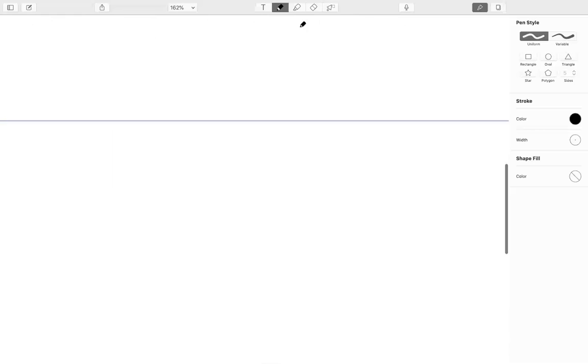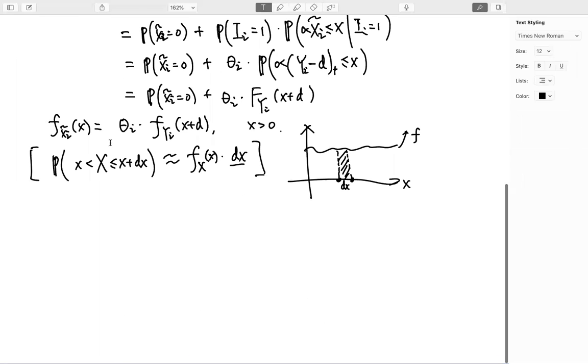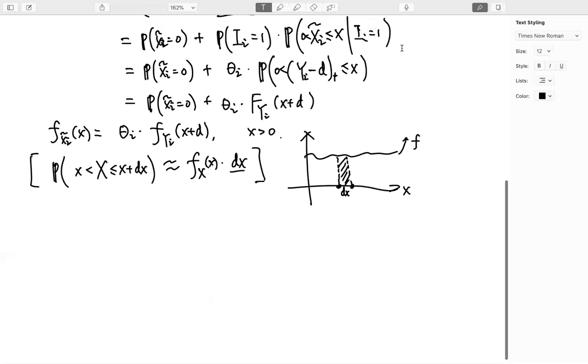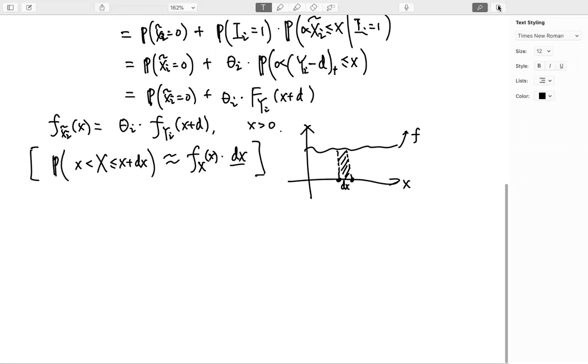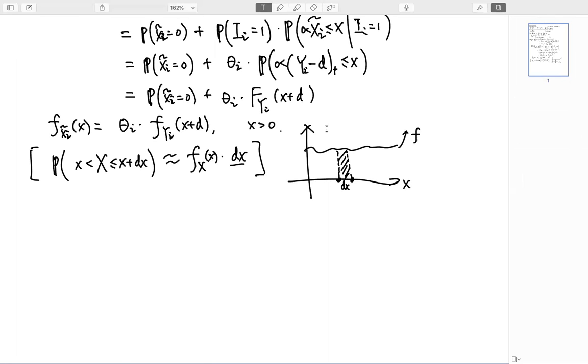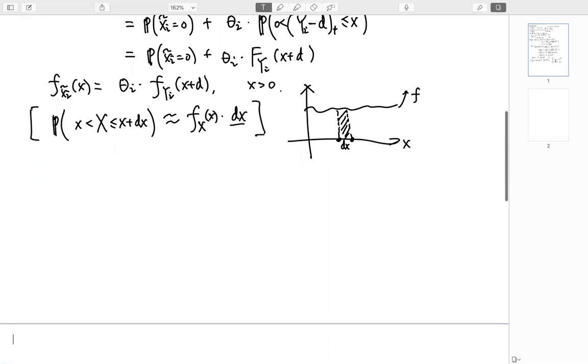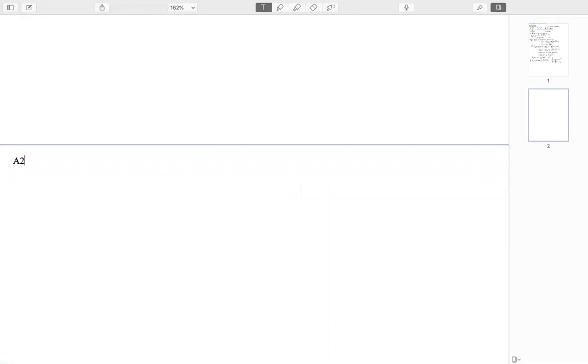Let's use the next page. We can be generous on that. Where is my cursor? Okay, let's move to the next page. Then we do A2, the collective risk model.